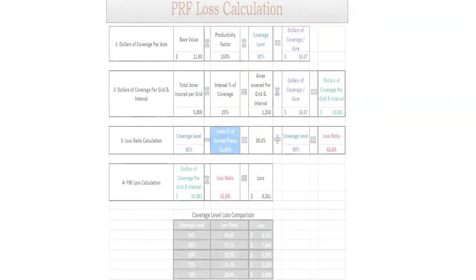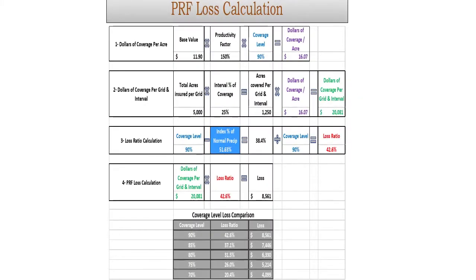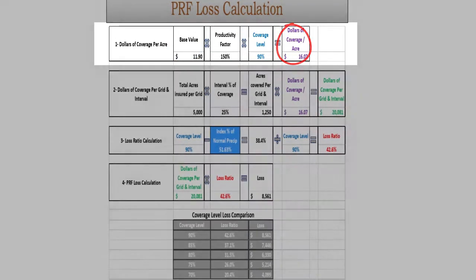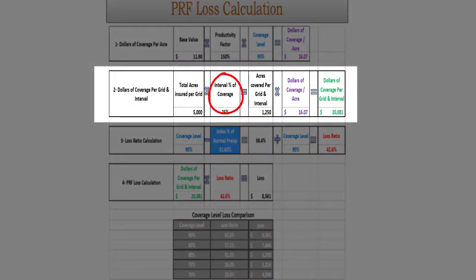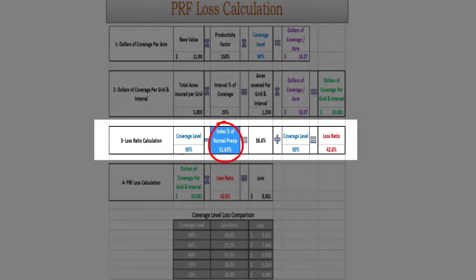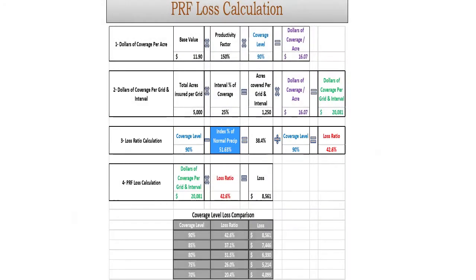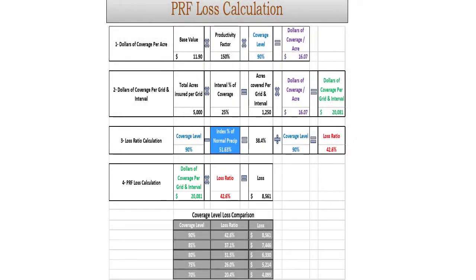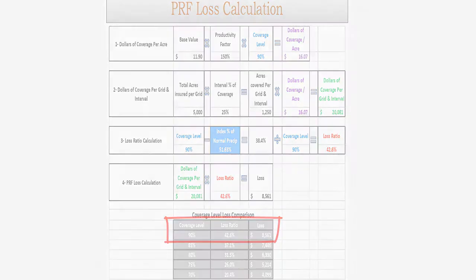This next page shows how the coverage level is used in the PRF loss calculation. Step 1. Determine the dollars of coverage per acre. Step 2. Determine the dollars of coverage per interval. Step 3. Determine the loss ratio. Step 4. Multiply the dollars of coverage per grid and interval by the loss ratio. As you can see, this formula allows for a higher loss payment as the percent of normal rainfall declines. This chart shows the loss payment at different coverage levels. Here you can see where a higher coverage level produces a higher loss payment and vice versa.